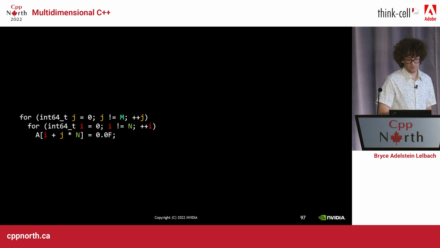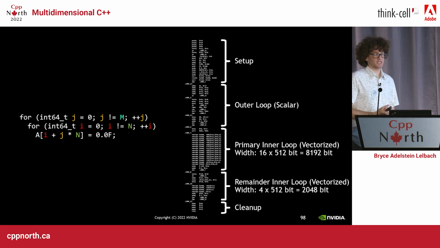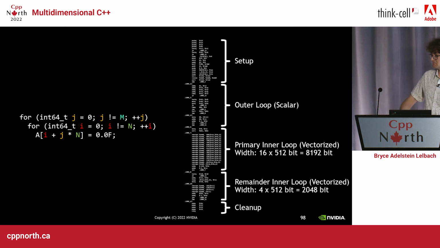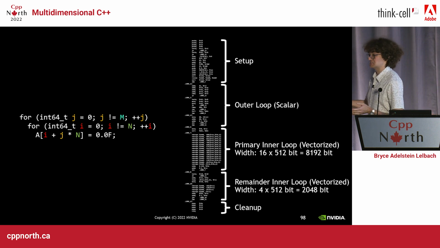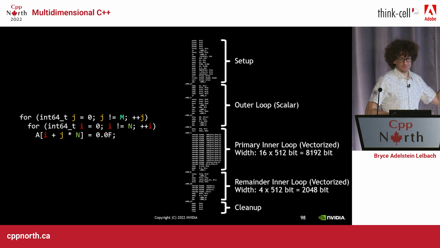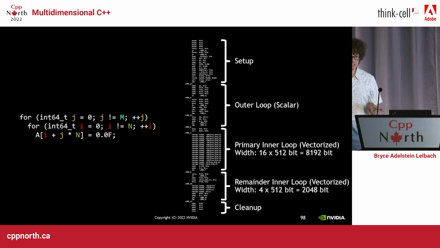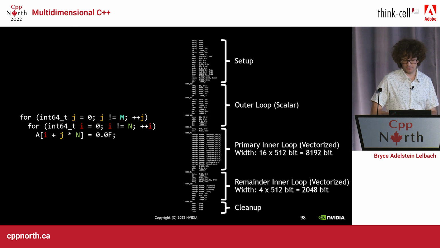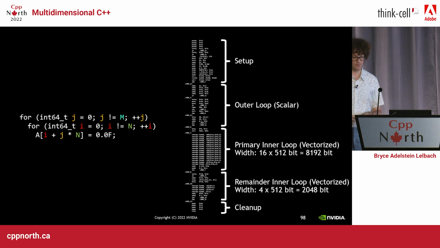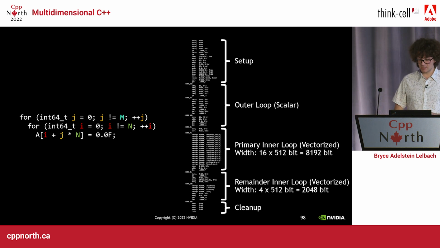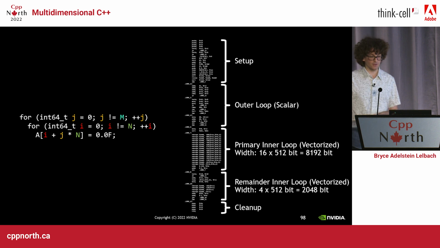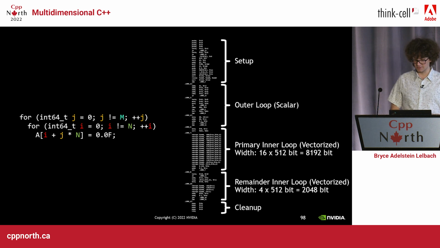So the assembly that we get from this, if we use Clang and are targeting AVX512, will look something like this. And this is a pretty quality vectorized loop. You don't need to read all these specific assembly instructions, you just need to understand the structure of what's going on here. We've got some setup code at the start, then the loop body of the outer loop, and that outer loop is going to be scalar. And then we've got two inner loops. We've got what I call a primary inner loop, which is vectorized at a very wide width. So it's unrolled to do 16 512-bit operations, which is a lot. And then we have a remainder loop that is at a width of just 4 512-bit operations. And then there's some cleanup code at the end before the function returns.